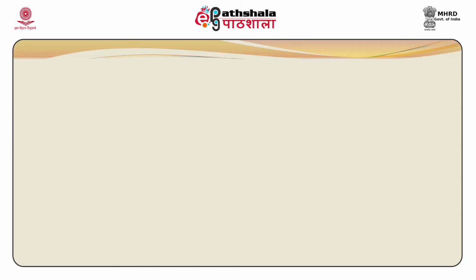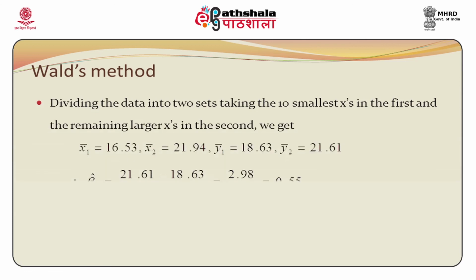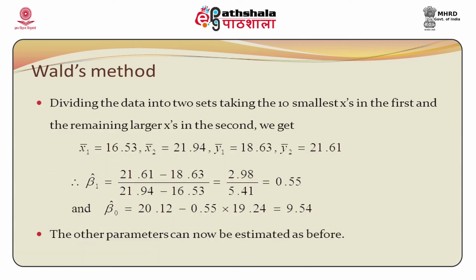Instead, if we use Wald's method, we divide the data into two groups, 10 observations each depending on the median. We have y2 bar equal to 21.61, y1 bar equal to 18.63, which are the y's for the two groups, the larger and the smaller x groups, and the mean of the smaller x values is 16.53, and for the larger one is 21.94. And if we look at beta 1 hat, it comes out to be 0.55. Similarly, we can calculate beta naught hat from this.